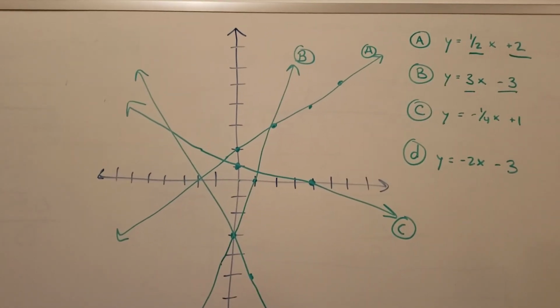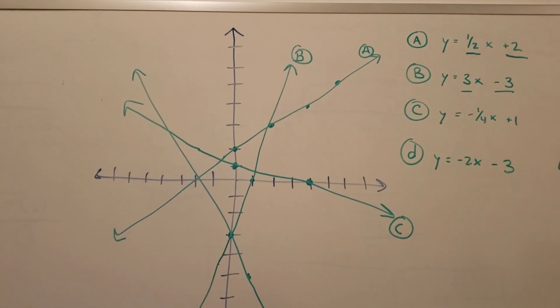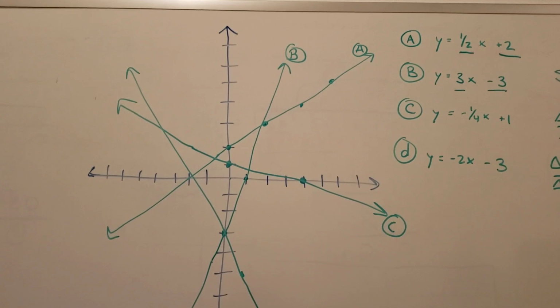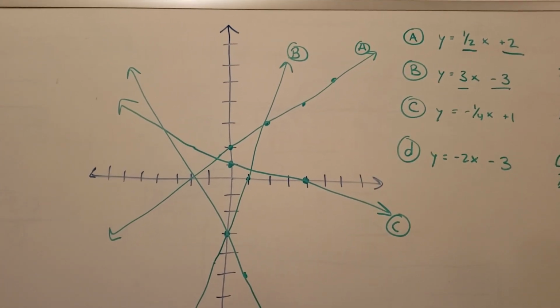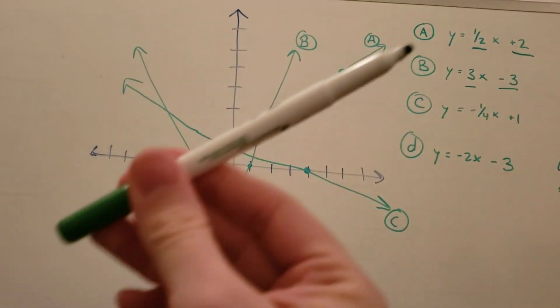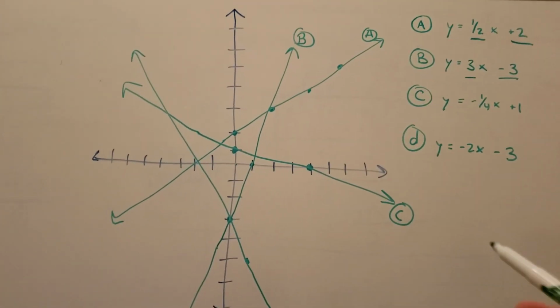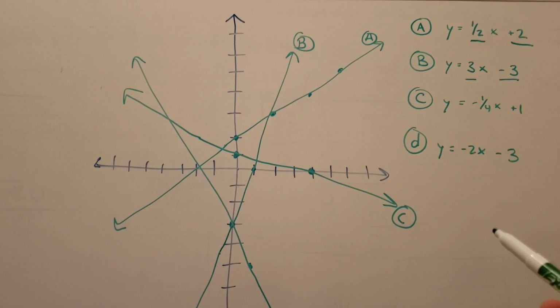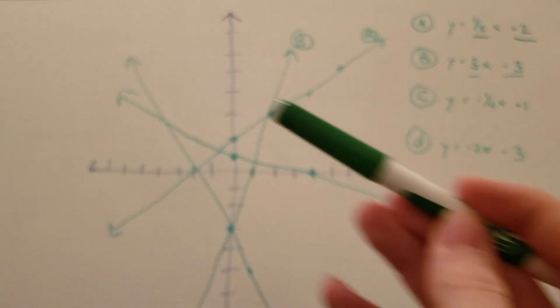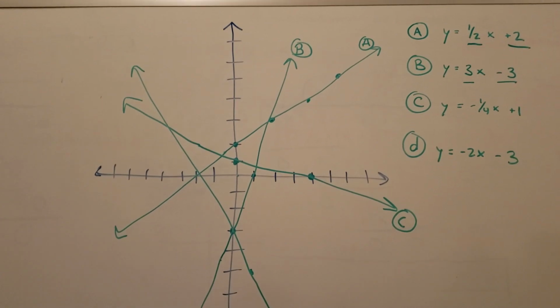Now if you look at A and B, notice that the slopes in A and B are positive and the slopes for C and D are negative. The lines A and B are going this way. They're going up to the right. That's because they have a positive slope. The negative sloping ones are going down to the right because they have a negative slope.